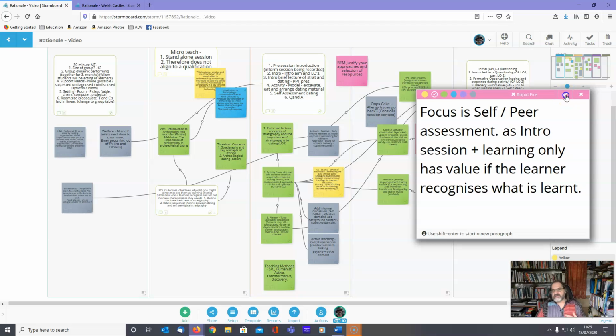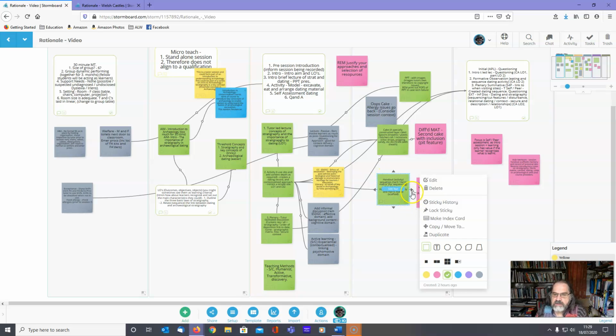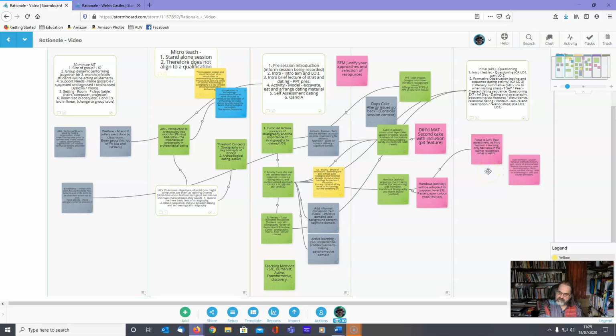So because that is my personal philosophical belief, that is why the handout which is constructed is something that the learner can see and discuss with their peers. So that makes that more valuable.